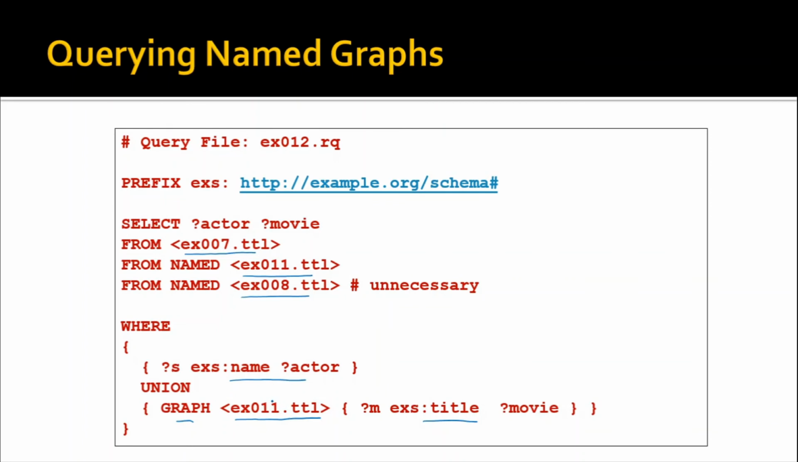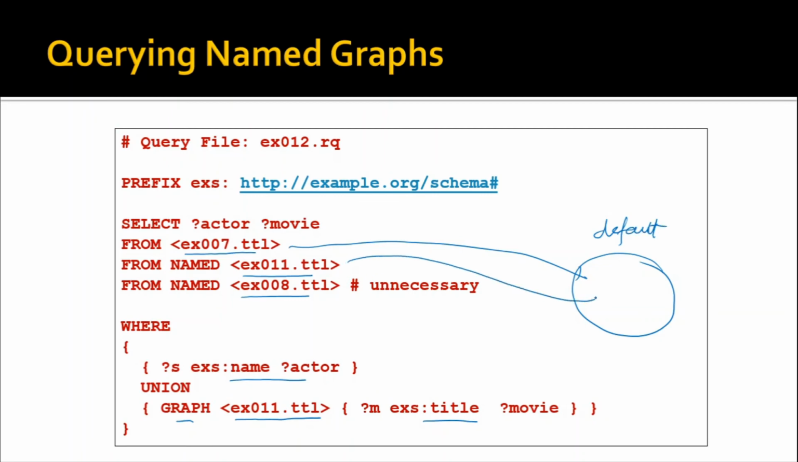So what will happen? You see that this will be coming into your default graph, and this will be coming into your default graph. So all the triples from EX007 and EX011 will be coming into the default graph. But for 008.TTL, no triple from this graph will be coming into this default graph. So the query will be answered based on the triples that you have in 007 and EX011.